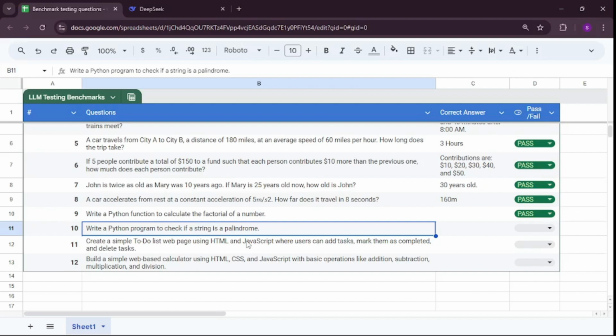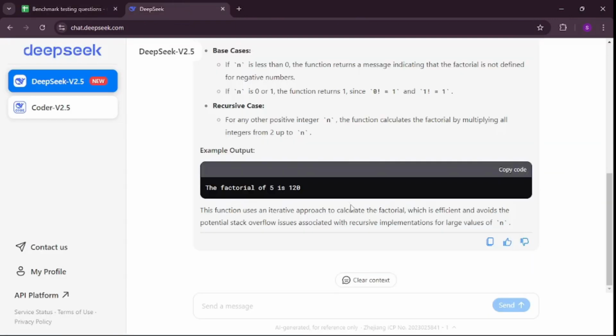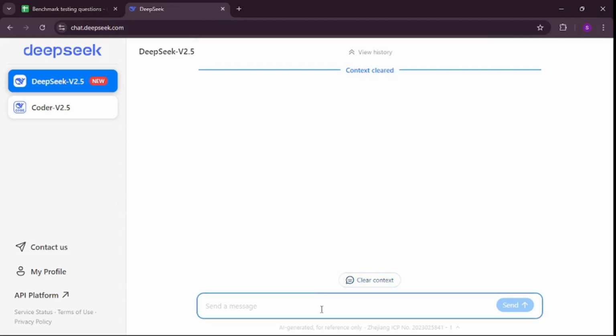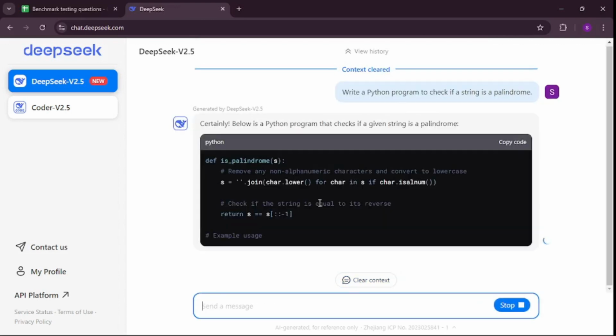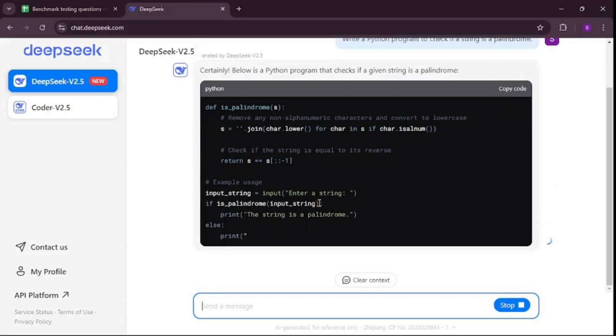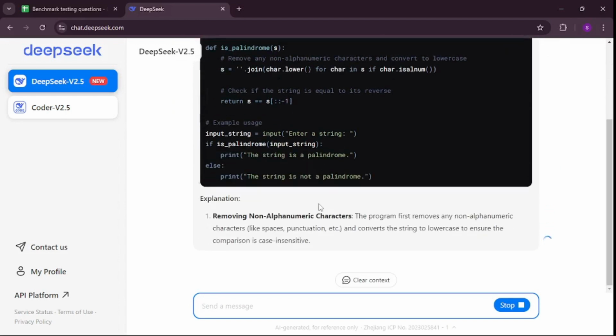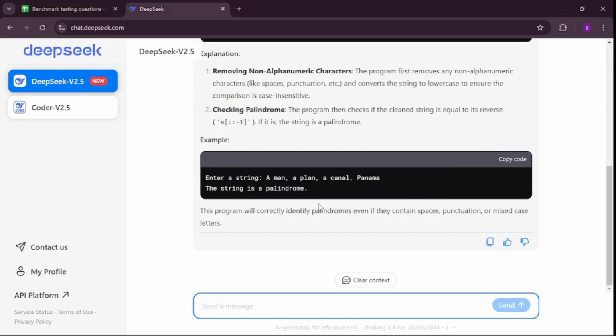complex, because we want to check whether a string is a palindrome or not. So let's just copy this. And let's go back to our DeepSeek v2.5. I'm just going to paste this right here. Let's send this. Now, for those of you who don't know what a palindrome is, it's a string that spells the same if we read it forward or backward.